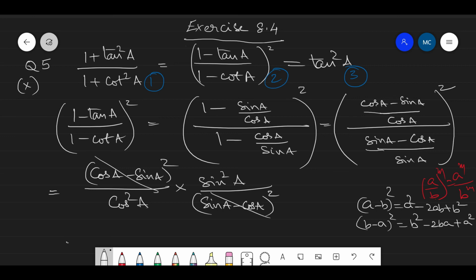And finally you are left with sin square A by cos square A. That is equal to tan square A. Now this is your 3. We started with 2. Already we proved 1 is equal to 3 and now we proved 2 is equal to 3. Therefore 1 is equal to 2 is equal to 3.